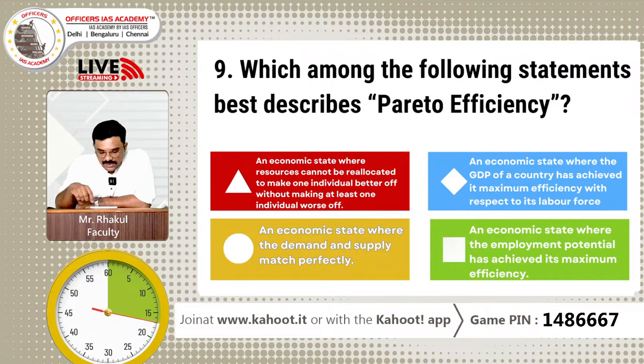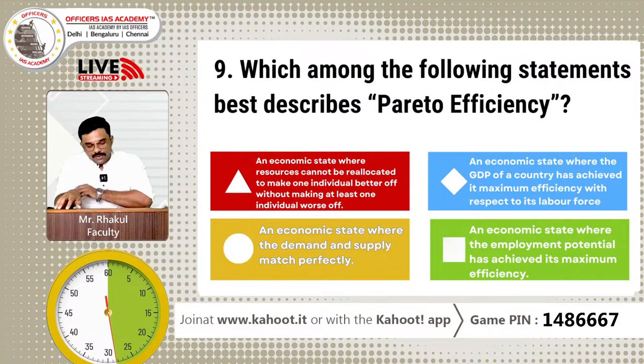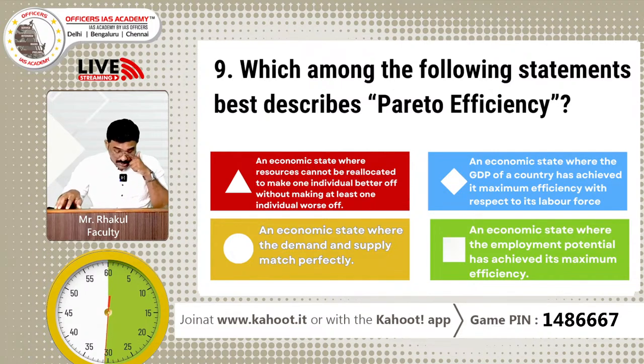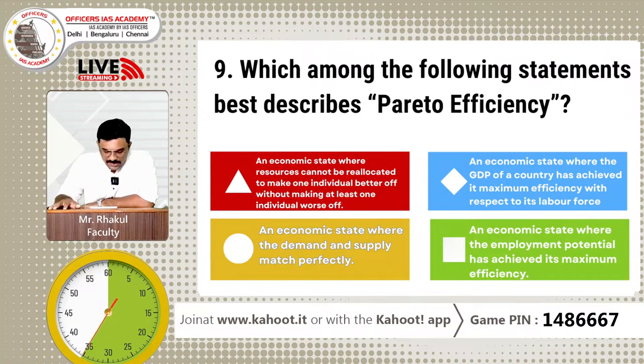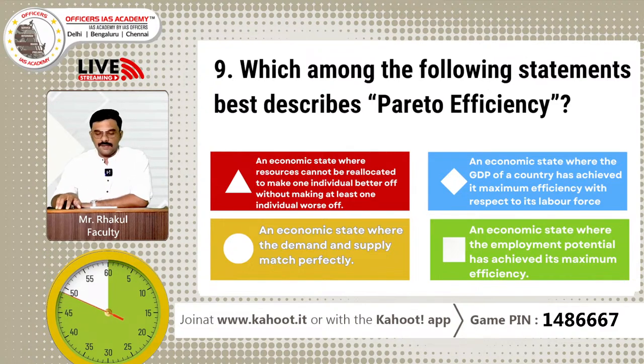It is a 32nd question. Option A, an economic state where resources cannot be reallocated to make one individual better off without making at least one individual worse off. Option B, an economic state where the GDP of a country has achieved its maximum efficiency with respect to its labor force. Option C, an economic state where the demand and supply match perfectly. Statement D, an economic state where the employment potential has achieved its maximum efficiency.